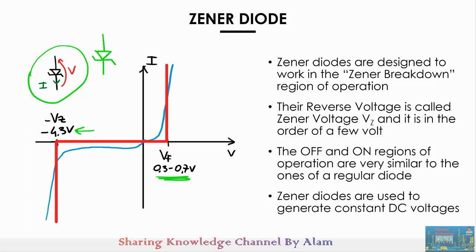Because of the low breakdown voltage, and because of the way they're designed, a Zener diode can be operated continuously in the Zener region without suffering any damage. So you can bias the device to have a negative current here, for example, corresponding to a certain voltage, and you can keep the device at that point of work indefinitely.